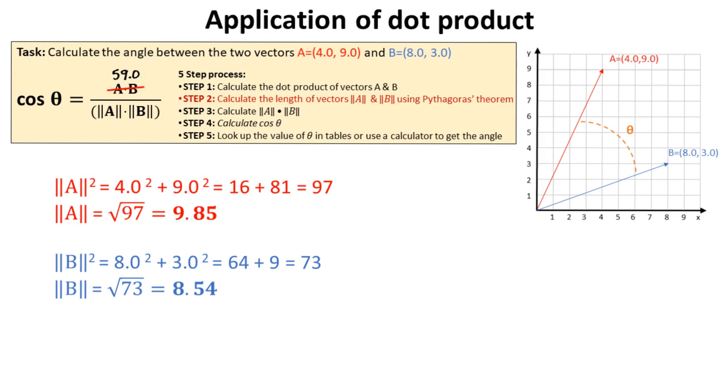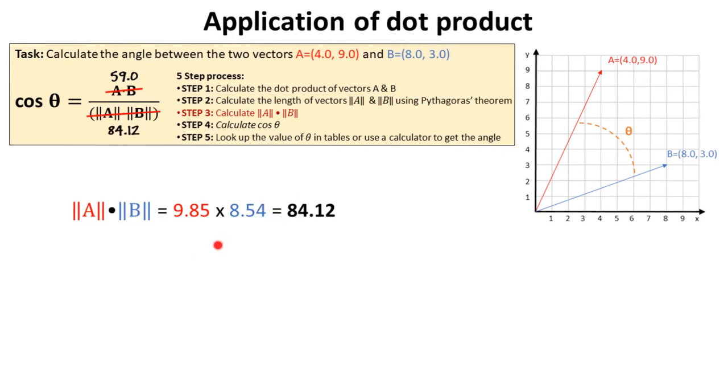We now have to calculate the length of vector A and vector B, and for this we can simply use Pythagoras' theorem. So we can take the vector 4 and 9, square them, add the results, and perform a square root to find out the length of the first vector. We do exactly the same to vector B to get the length of the second vector. Now we have the length of vector A and vector B, we move on to step 3, which is to times the two numbers together to get the number 84.12. And that's now this part of the formula.